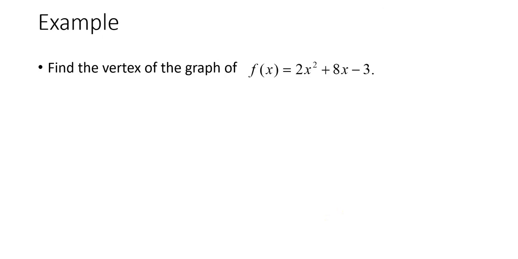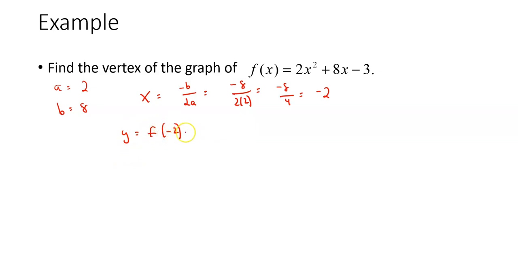All right, this says find the vertex of the graph of f of x equals 2x squared plus 8x minus 3. So what is my a value and what is my b value? My a value is 2, my b value is 8. So the x-coordinate of the vertex is -b over 2a. So -8 over 2 times 2 gives me -8 over 4, gives me -2. So that's the x-coordinate. The y-coordinate is going to be the function evaluated at -2.